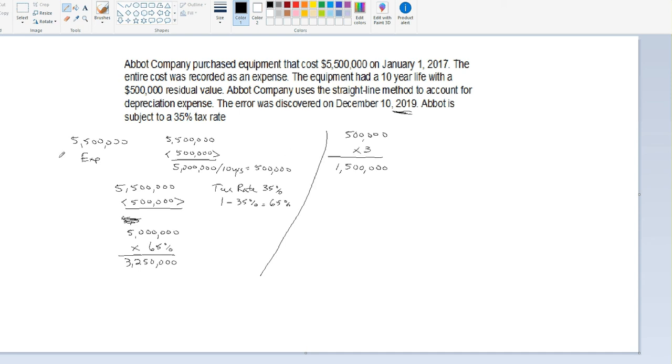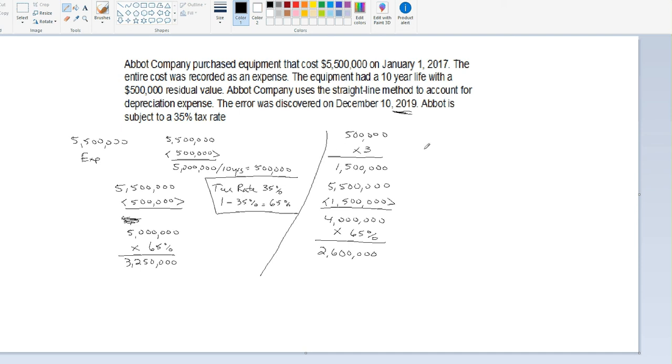But remember, they expensed $5.5 million. So we take the $5.5 million, we subtract the $1.5 million, and that gives me a net amount of $4 million. But remember, this is net of tax. So we multiply this by 65%, and 4 million times 65%, if my math is correct, gives me $2,600,000 that they understated net income by.